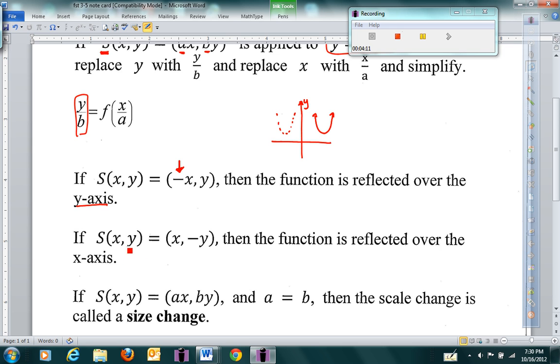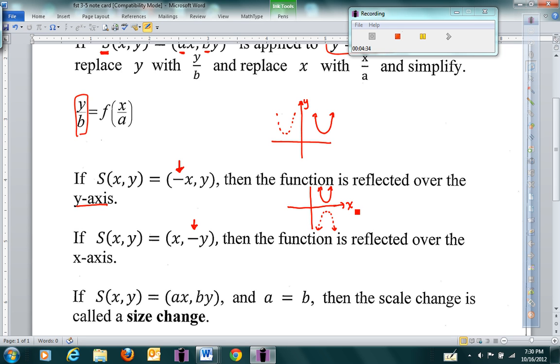Okay, if I have the scale change x comma y, and I have a negative on my y right here, then I'm reflecting that over the x-axis. So again, let's say I had this little parabola, then it would be coming down here reflected over the x-axis. All right?